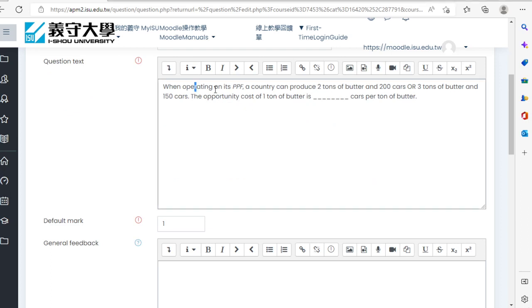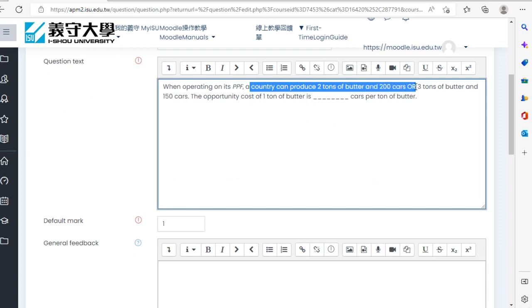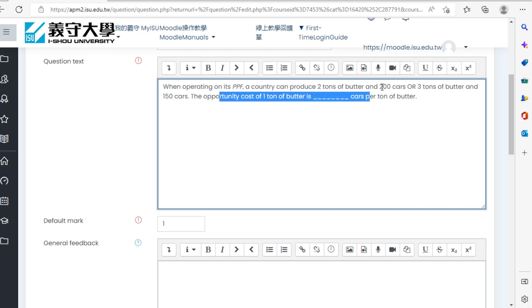On the opportunity cost and production possibilities frontier, a country has two options, either producing 2 tons of butter and 200 cars, or 3 tons of butter and 150 cars. In this case, the opportunity cost of that 1 extra ton of butter as we move from 2 tons to 3 tons is, of course, 50 cars, because in order to produce that additional ton, the country will have to give up the opportunity to produce the extra 50 cars. That's the difference between 200 and 150.